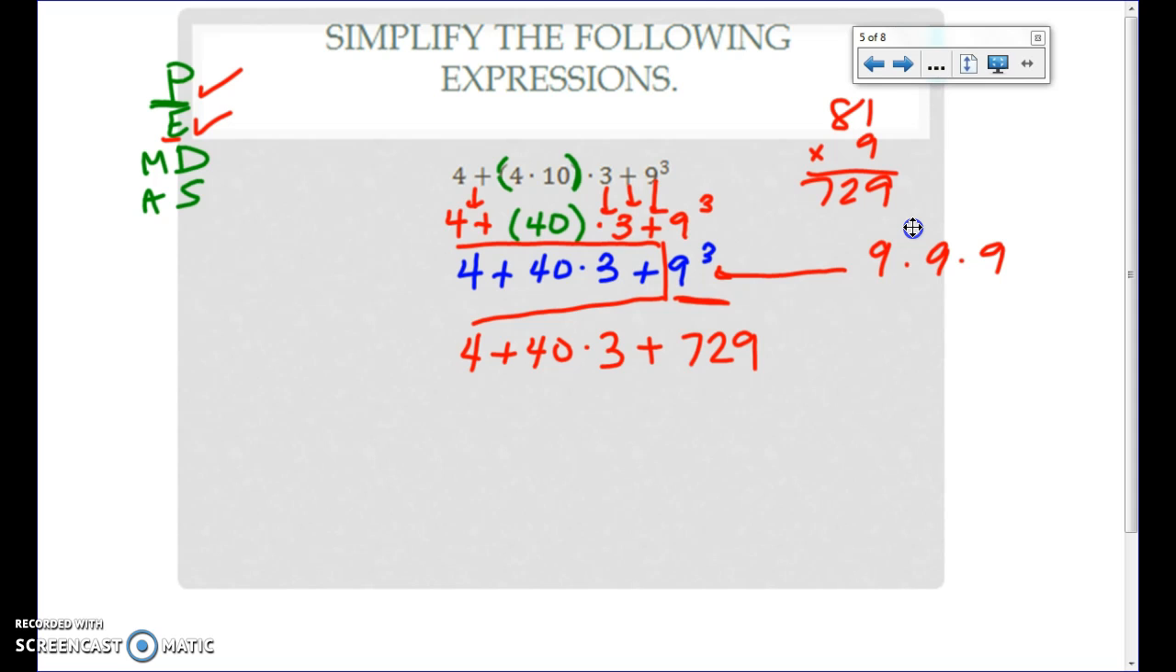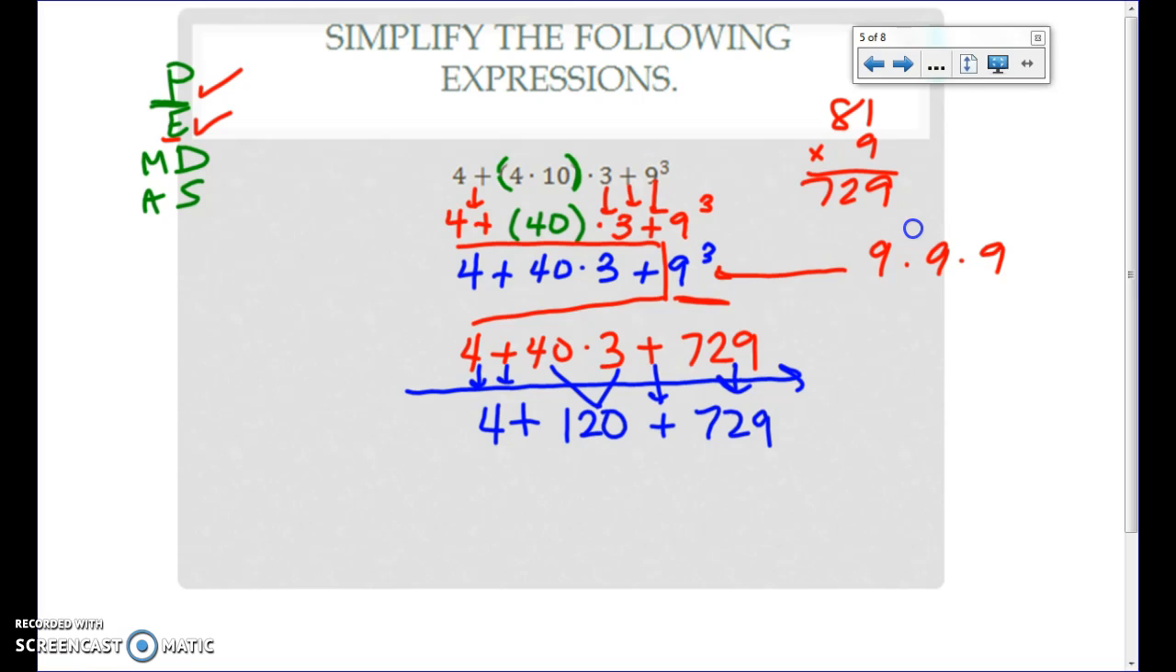Now I'm looking for multiplication and division. So I'm moving from left to right, looking for multiplication and division, and I see that there is some multiplication. The 4 and the plus come down. They don't change. 40 times 3 is 120. This plus stays the same, and the 729 stays where it's at. Okay, so now I have done all the multiplication and division from left to right, and I just need to do my addition and subtraction, and I go from left to right on that.